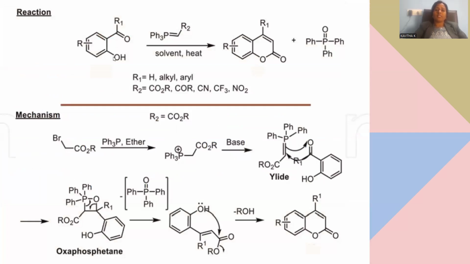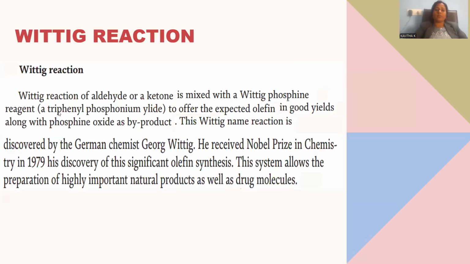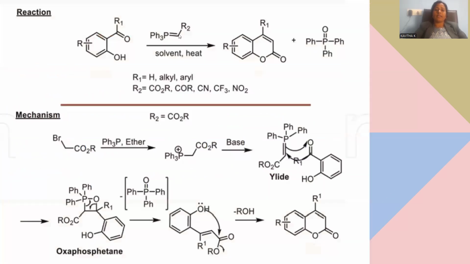Again, I'm taking salicylaldehyde. Salicylaldehyde is to be treated with this Wittig olefinating agent. This is said to be what? Triphenyl phosphonium ylide. So three phenyl rings are there on the phosphorus. Triphenyl phosphonium ylide is the key reagent which is operated upon this salicylaldehyde, giving rise to substituted coumarin in addition to triphenylphosphine oxide as the byproduct.